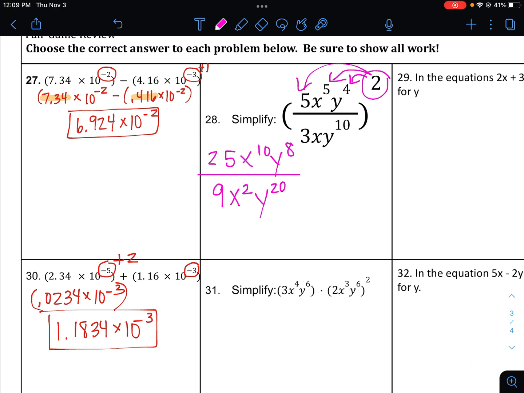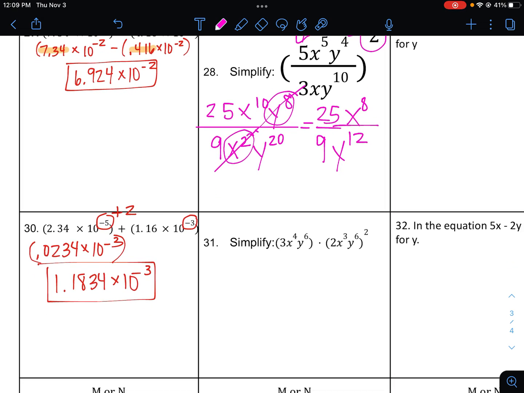And then I'm going to simplify everything out. So 25 and 9 do not have a common factor, so I can leave those. These x's on the bottom are going to go away because I'm subtracting 10 minus 2, so x to the 8th. And then the exact opposite is going to happen. These y's are going to go away because I'm subtracting 20 from 8 and getting y to the 12th.